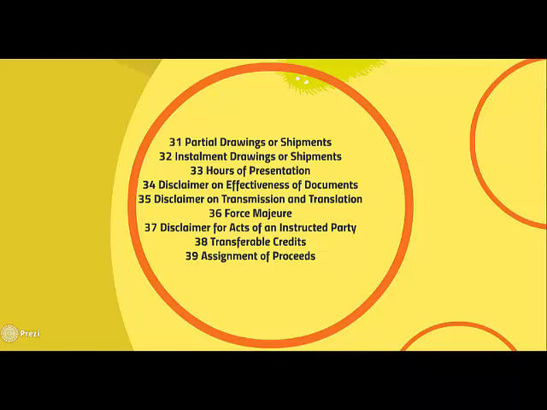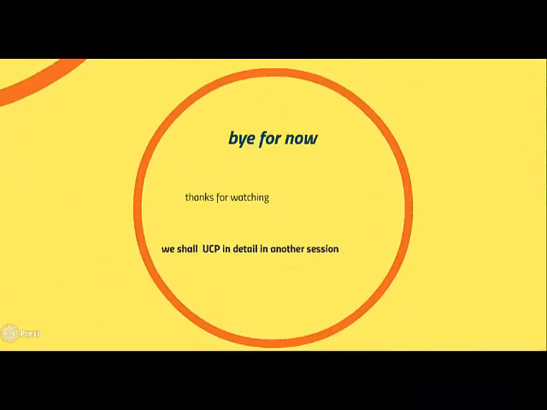It talks about force majeure or acts of God. UCP also talks about acts of an instructed party. Issuing bank gives an instruction, and upon that instruction, advising bank acts, and if advising bank acts, whether it's a commission or omission, issuing bank will be responsible for everything thereafter. UCP Article 38 talks about transferable credits, 39 talks about assignment of proceeds.